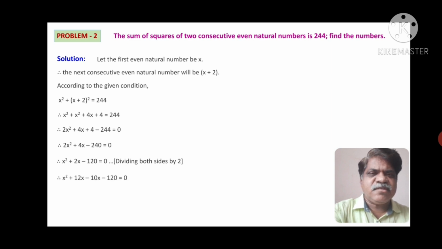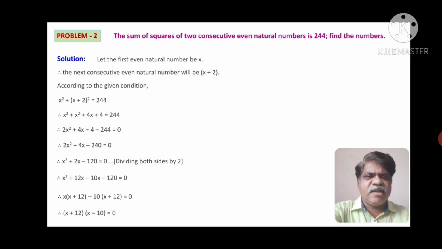Therefore, x square plus 12x minus 10x minus 120 is equal to 0. We have to find the factors of 120, so it will be 12 and 10. Therefore, x is common among the first two terms: x into bracket x plus 12, minus 10 into bracket x plus 12. Therefore, you can write x plus 12 as a common factor in the first bracket, and in the other bracket there will be x minus 10, which will be 0.